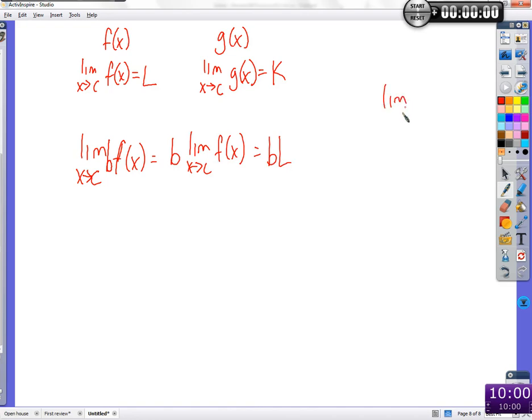So if the limit as x approaches 5 of x squared is 25, then the limit as x approaches 5 of 2x squared, well, this x squared part is the function, really. The limit of that is going to be 25, and then it gets multiplied by 2, so this would be 50. So that's an example of what we're talking about. This is number 1, this is number 2.